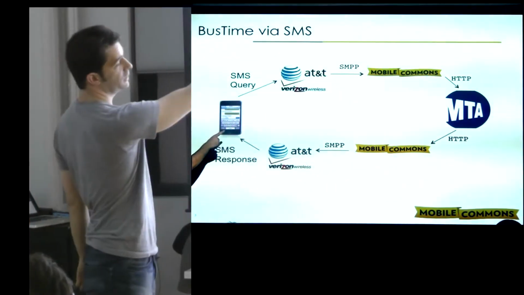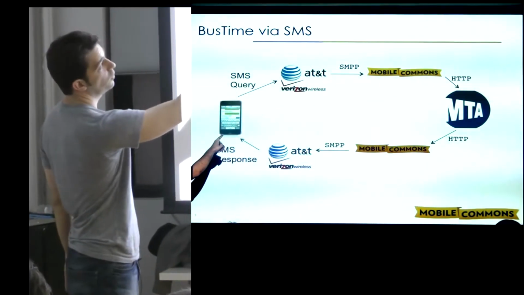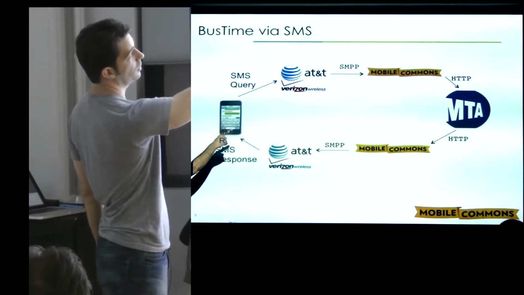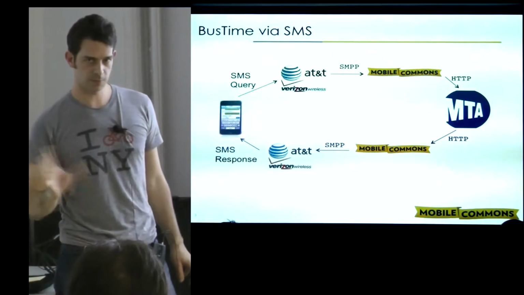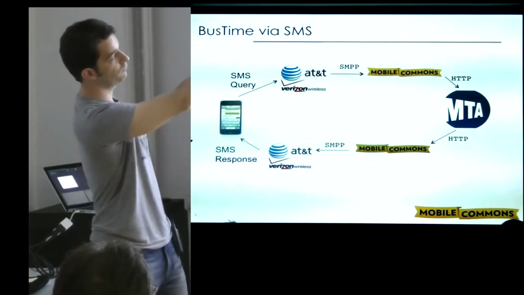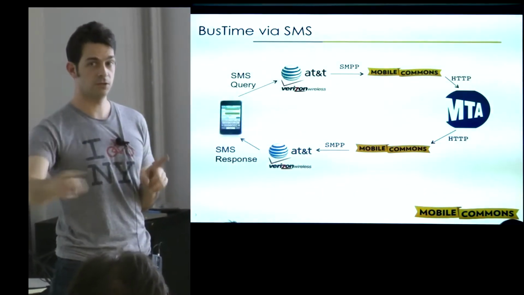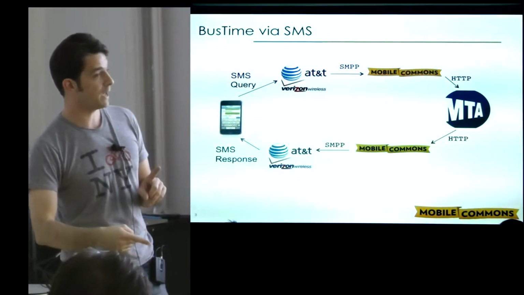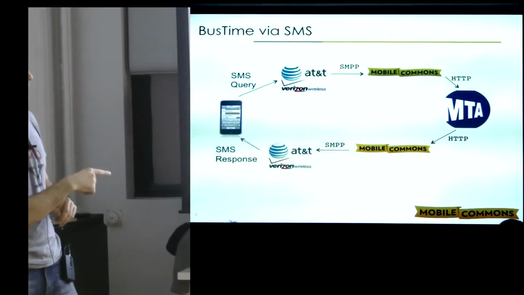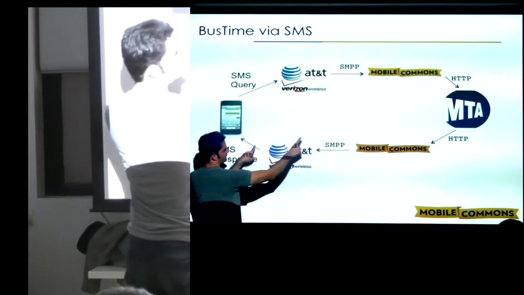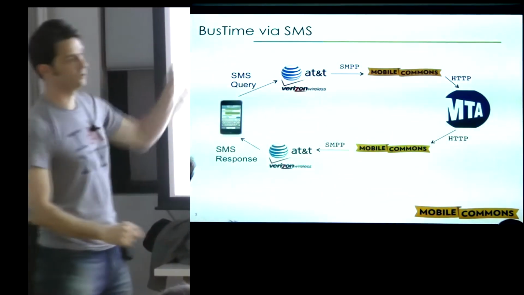This is sent in, hits your carrier, AT&T or whatever, which is then sent via a protocol called SMPP, and that's what I'm going to talk about for a second. Mobile Commons gets that message, goes out to the BusTime server over HTTP, gets a response back, sends the message back to the carrier, and there's probably a cloud around this picture, which I'll get to in a second, and then it goes back to the handset.